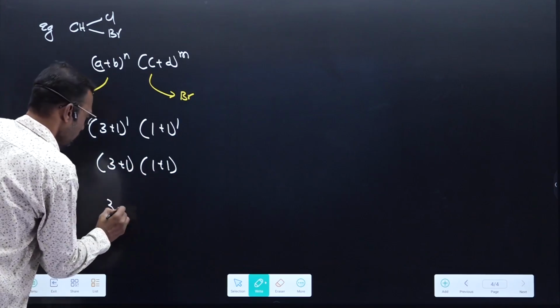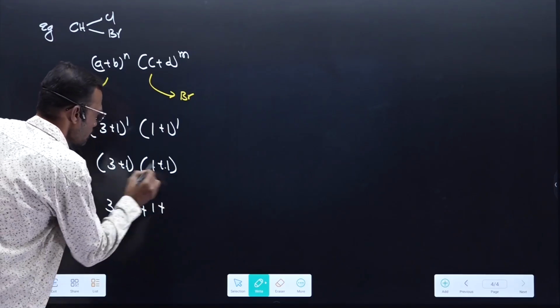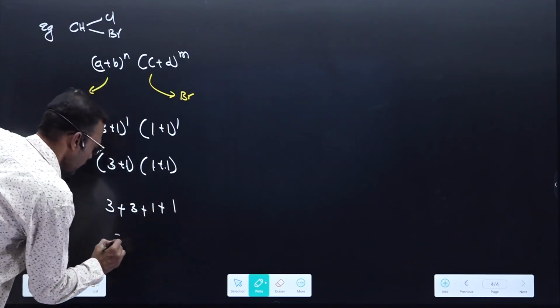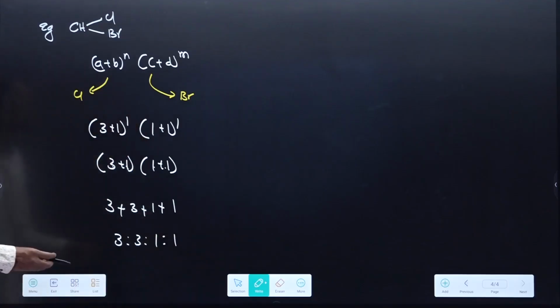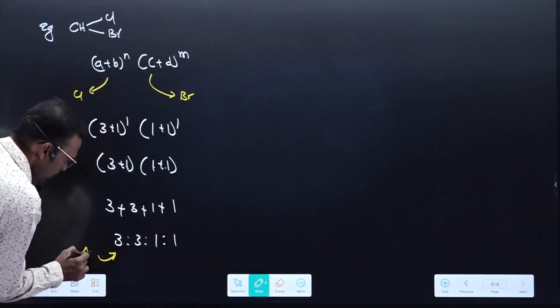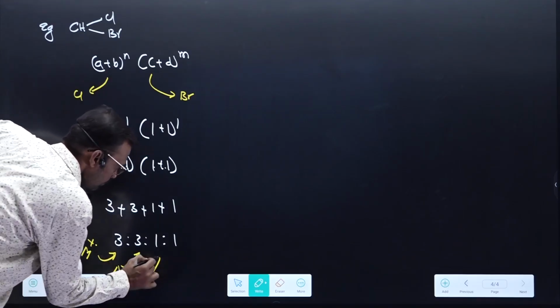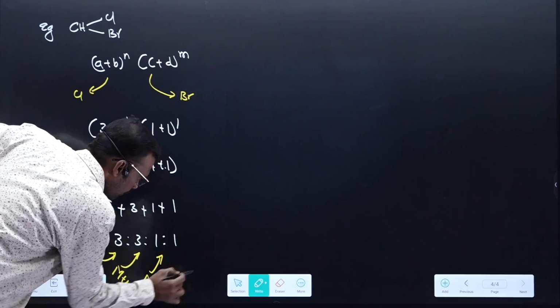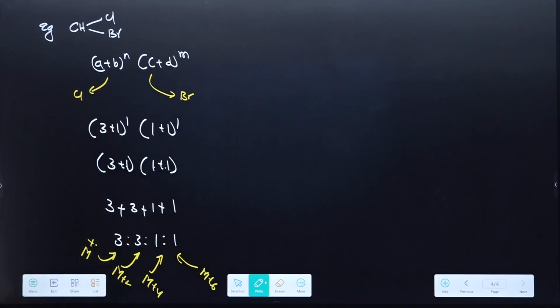3 into 1, 3, plus 3 into 1, 3. 1 into 1, 1. And this is 1 into 1, 1. So now you will get 3:4:1:1, like this we need to calculate. Now this is the molecular ion. This is the M plus 2 peak, M plus 4, and this is M plus 6.